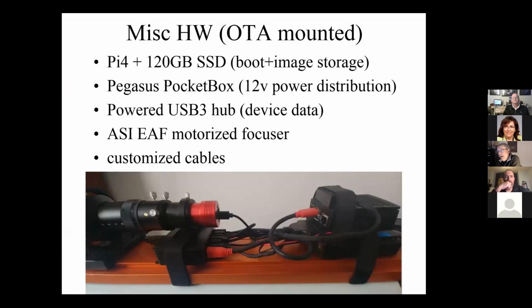This is what it looks like on the OTA. So I've got a pocket box. On top of that, I've got the Pi, this little power converter, one power line going into the pocket box, and then the pocket box distributes power up on top, and one data cable coming out of the Pi 4, and it goes into a powered USB 3 hub, and then everything else is up on top. The focuser isn't shown here. You can see some of the custom cable work I did, which is mostly just cut and splice, so that the cables were nice and short.